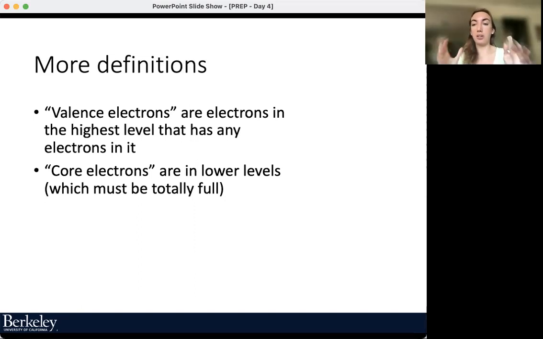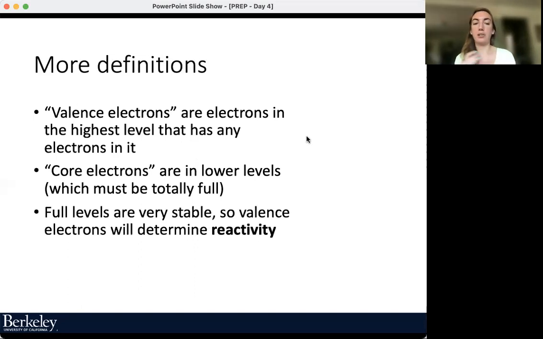Core electrons are in those lower energy levels, which, because we fill the lower energy levels first, must mean those core levels are full in order to move on to the valence electrons. Any time an energy level is totally full, that's really stable. Think of this like going back to shelves. Once I fill my first shelf, I close the doors, I lock it, it's done, and then I move on to filling my next shelf. That next shelf that I'm in the process of filling, it's easy for me to take stuff in and out of, but that first level is done.